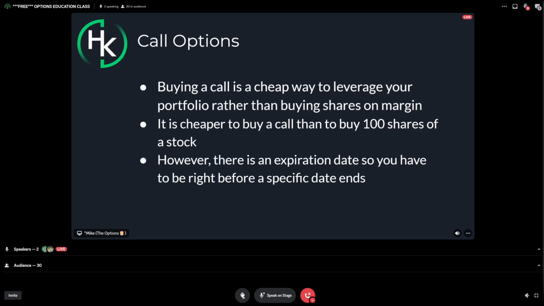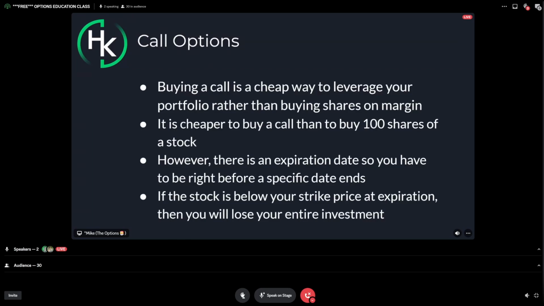However, unlike buying shares of stock, there are going to be expiration dates, so you have to be right that the stock will move up before the expiration date. If the stock is below your call strike price at expiration, it will be worth zero and you'll lose your entire investment in that case. Whereas with stock, you can pretty much hold it forever. So even though it's cheaper to buy call options, it is riskier.